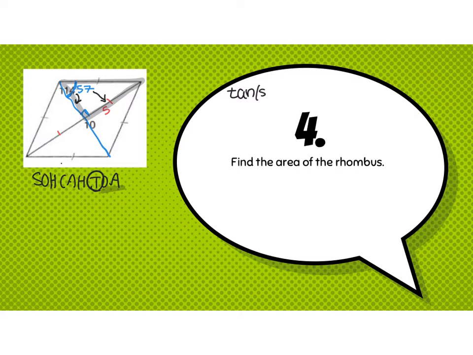Tangent of 57 is equal to the opposite, which is 5, over the adjacent we'll call x. Multiply both sides by x. So I have x tangent of 57 equals 5. Divide both sides by tangent of 57. I get x equals 5 over tangent of 57. Put that into our calculators, and we get x equals 3.2.